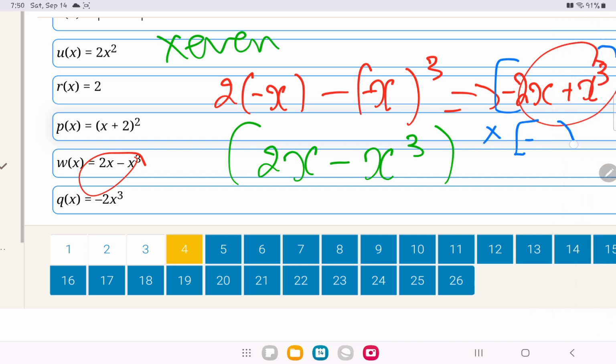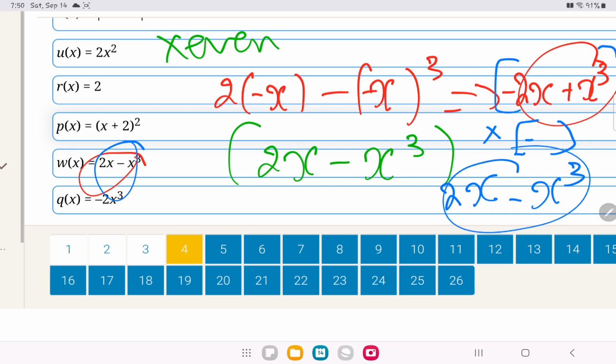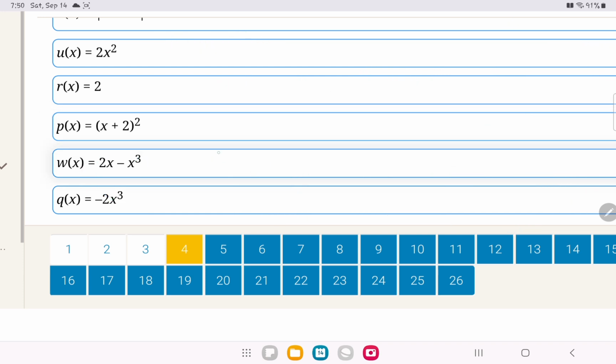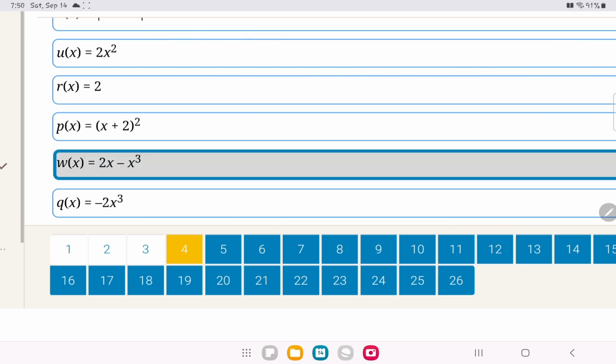Times a negative. Then we're going to have 2x minus x to the power of 3. So this and this are equal. That means it is odd because we multiplied it by minus, so it is odd. Finally, the last one, we have minus 2x to the power of 3.